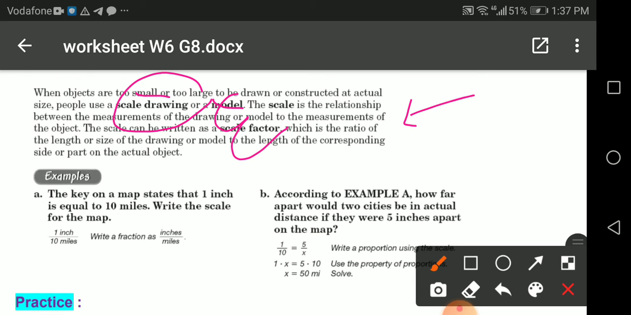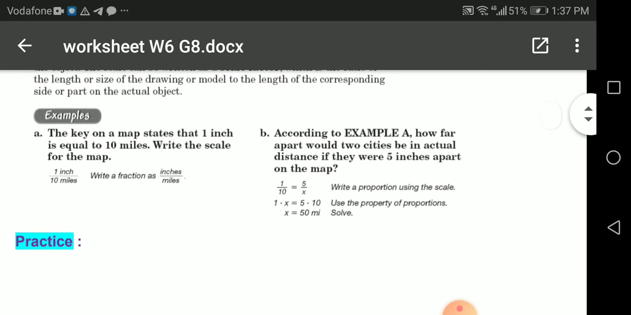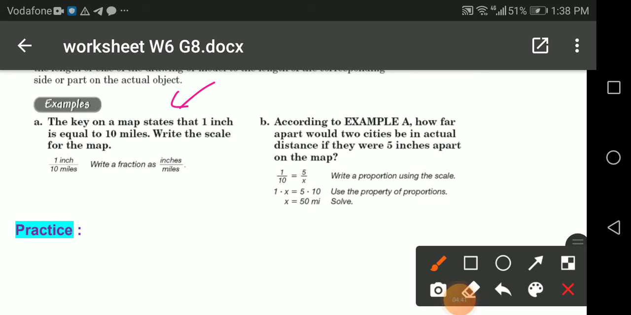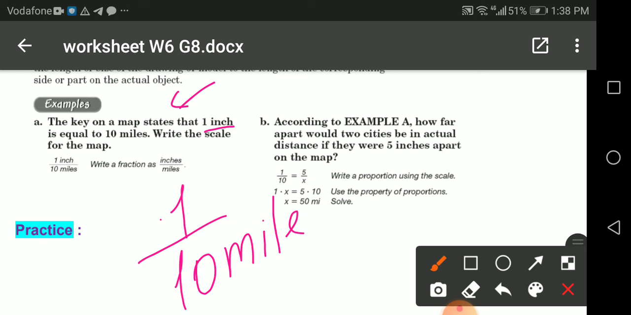And we use the scale factor. So let's see this example. The key on a map states that 1 inch equals 10 miles. Remember, when I say equals, this time I mean 1 inch over 10 miles, okay? Write the scale for the map. So I have 1 inch for 10 miles, and we write the fraction as inches over miles.